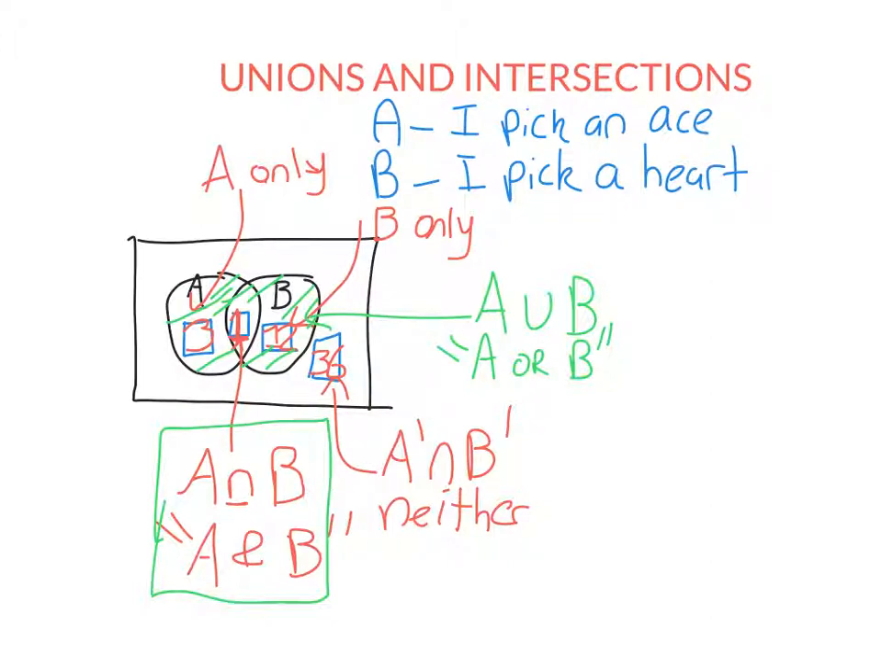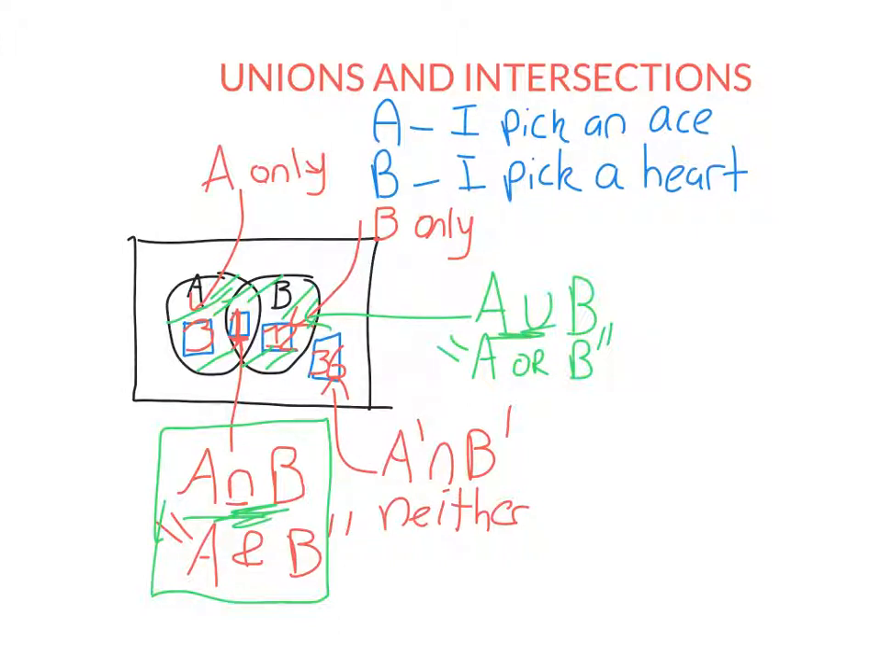So I have to include in the union, in A or B, the case where it is both A and B. So A and B is part of A or B. It's included in that. So that's going to be very important moving forward, even in our next lesson when we look at the addition rule.